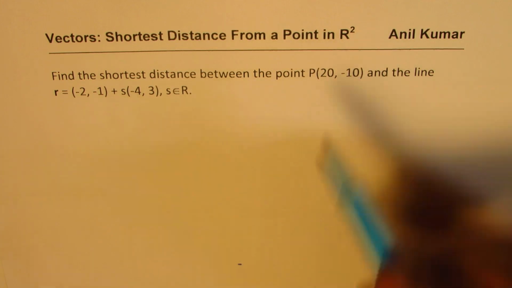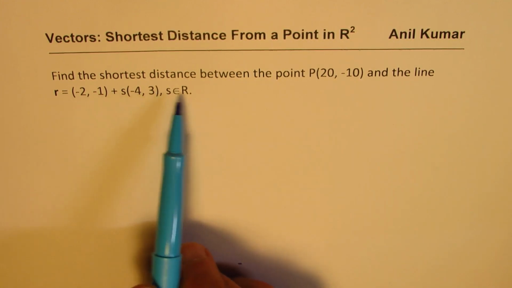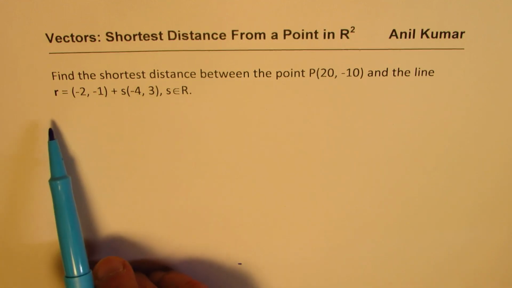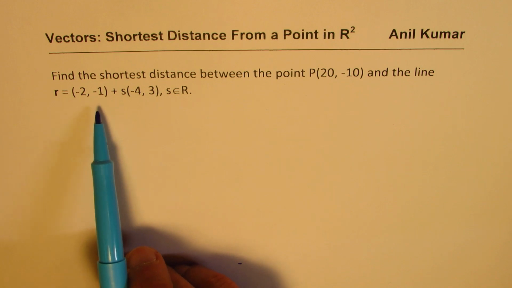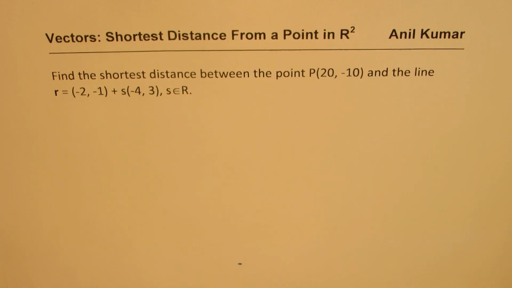We'll consider R2 in this particular case. The question here is: find the shortest distance between the point P (2, -10) and the line r = (-2, -1) + s(-4, 3), where s belongs to real numbers. So let's try to understand the concept here.